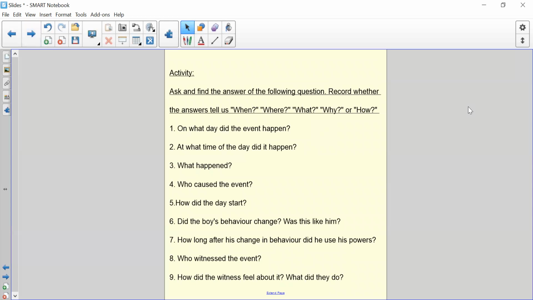So the activity is to ask and find the answer of the following questions and record whether the answers tell us when the event happened, where it happened, what happened, which are the 3 W's that are in that orientation, that first paragraph, and also why or how it happened. And these 2 points are in the main body of the newspaper report. So I'll let you read these questions at your own pace. I would like you to ask somebody at home or ask somebody at school. If you can't do that, you can work through these on your own, but it'd be really useful if you could talk to somebody about this.